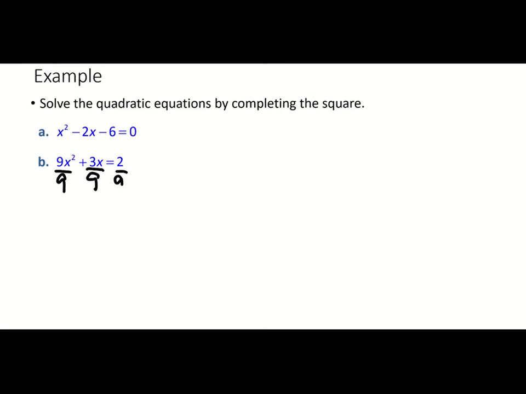So when we divide by 9, we're going to have x squared plus, now 3/9, we can simplify it. We're going to make it 1/3 x. And that's going to be equal to 2/9, which I can't simplify.